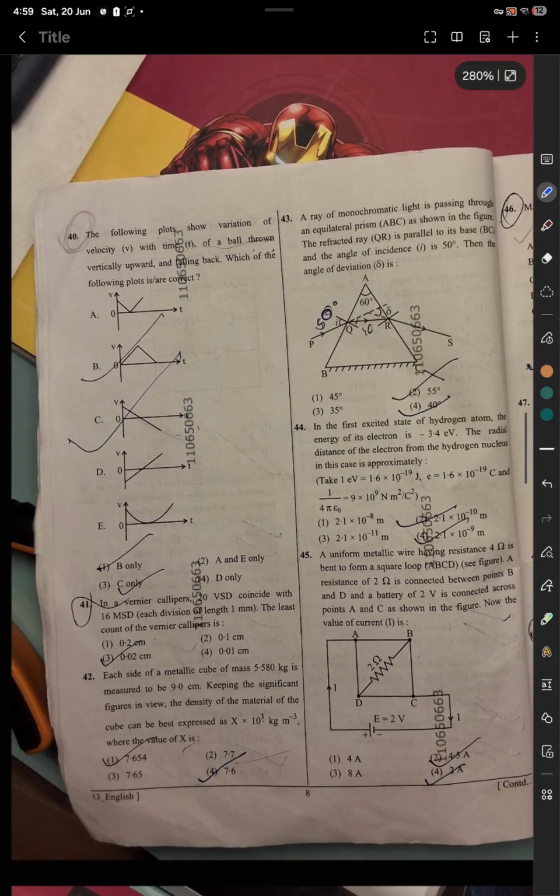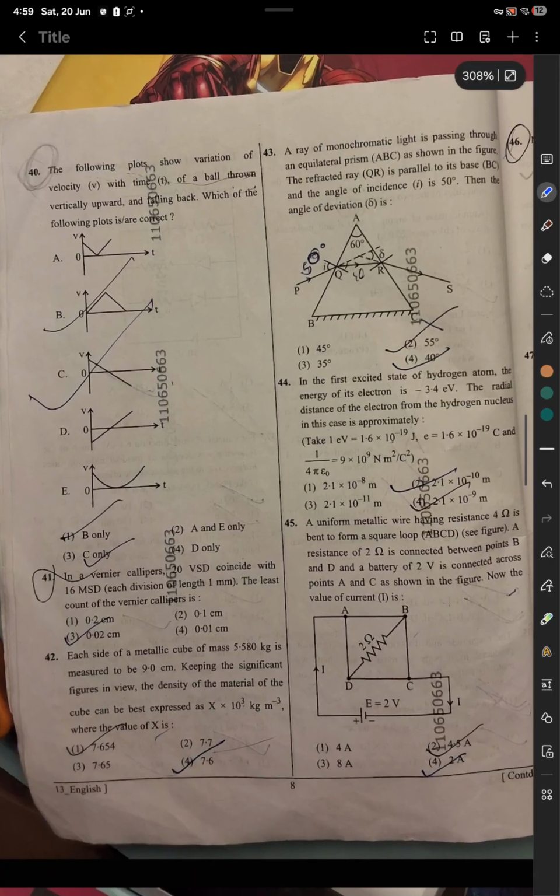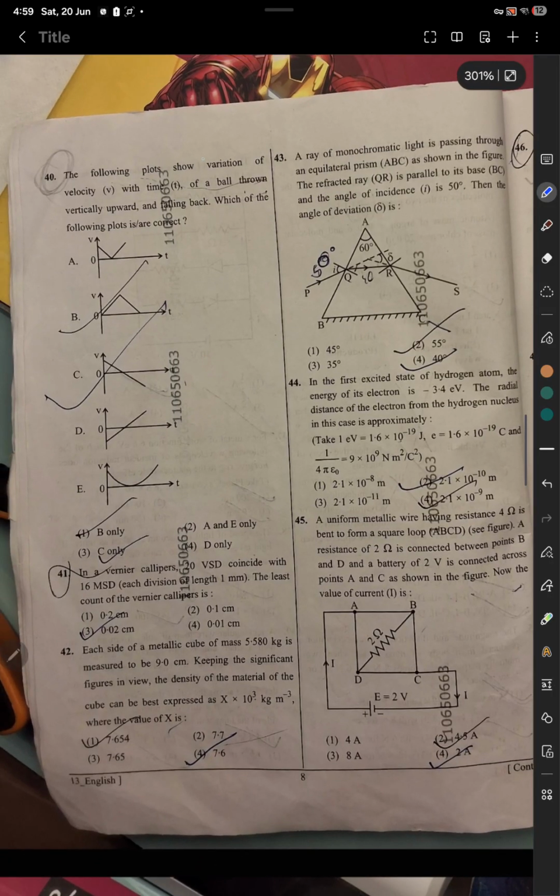Question number 40. The following plot shows variation of velocity v with time t of a ball thrown vertically upward and falling back. Which of the following plots is or are correct? So only C is correct, B is not correct, A is also not correct, D is not correct and E is also not correct. So option C. Only C is correct.